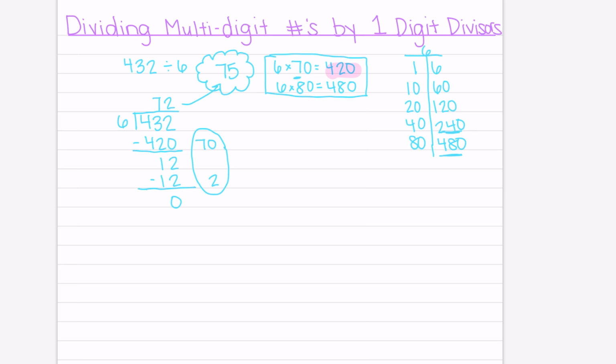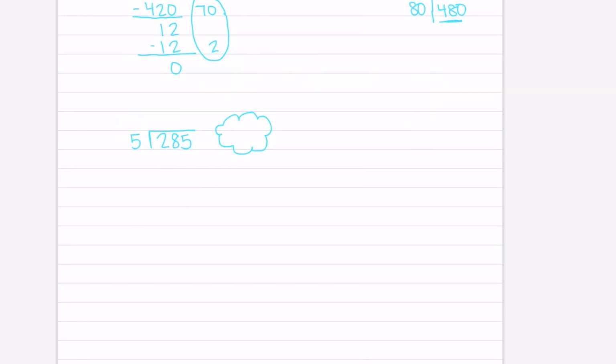Let's look at this with a different problem. I'm going to divide 285 by 5. First thing I'm going to do is get an estimate. I know that 5 times 5 is 25, but if I make this 10 times larger, I'm going to get 250, which is close to 285. I also know that 5 times 60 would be 300. So 285 could fit somewhere in the middle here, so I'm going to say my estimate is about 55.